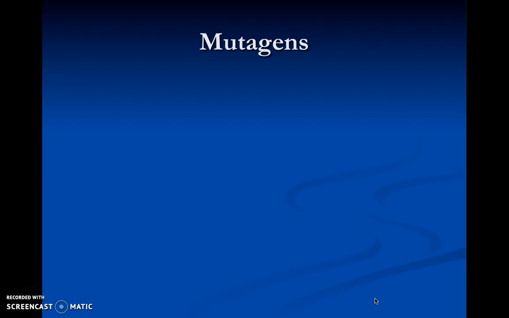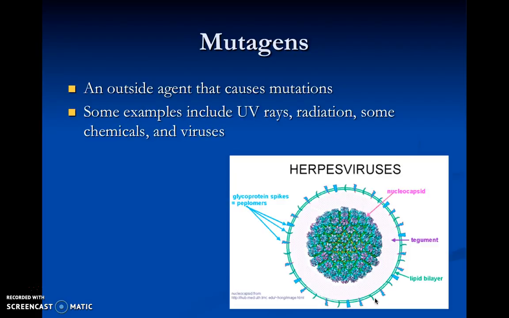All right. I want to talk just briefly about what things in the environment can cause changes in DNA, cause mutations. Those things in the environment are referred to as mutagens, an outside agent that causes mutations. Some examples include ultraviolet rays. A reason you should wear sunblock at the beach is because the high energy rays in the sun can actually cause mutations in your DNA. Radiation, right? Things that are radioactive can cause changes in your DNA.